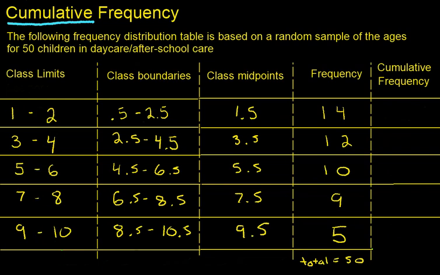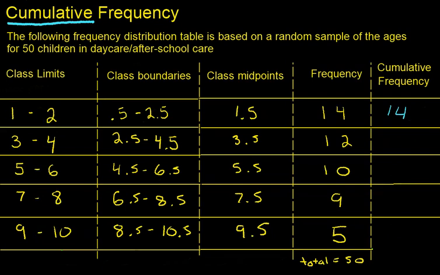So this data represents the age of 50 children who are in daycare or after school care. So let's see, how do we calculate cumulative frequency? What we do is we accumulate the frequency as we go down on the frequency table. So we start with 14, that's where we start, and we add on the 12.